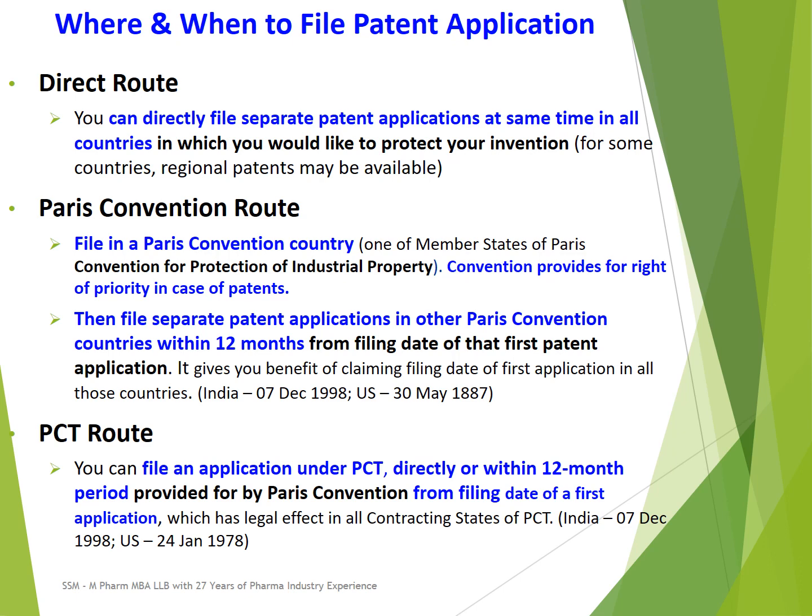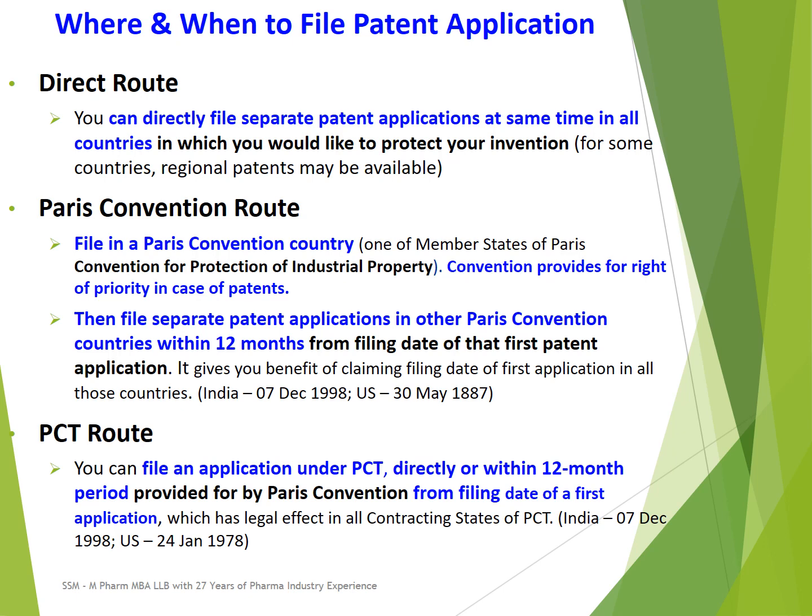There was a convention called the Paris Convention for the Protection of Industrial Property. This convention happened in 1883. Through this convention, it provides the right of priority in case of patents. So if your country is a member of this convention, and India is a member of this convention, then you can file a priority application, or an application, in your home country.